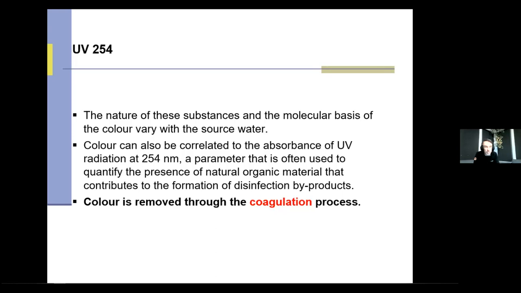So it's really important, this coagulation process, we get this right. Because if we can get rid of these things now, they don't cause byproducts for our customers later on down the line.